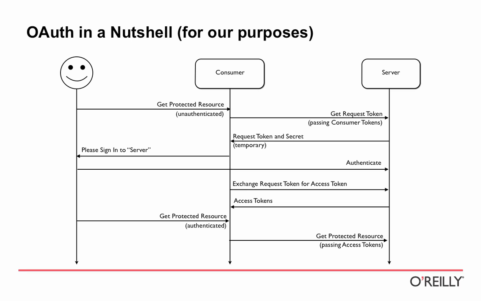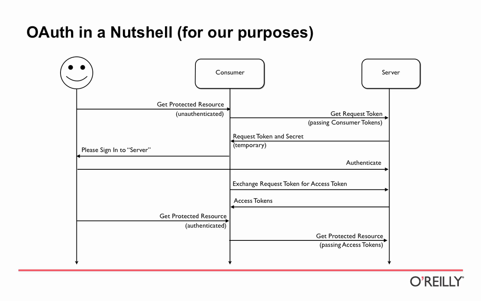diagram, where the arrow going down is over time. These are conversations that are happening between these different actors over time. The user's on the left, the consumer's in the middle, and the server's on the right. So the first thing the user says in this conversation that OAuth lays out is to the consumer application, the third-party application like OTweet, hey, I'd like to load this resource from the server that happens to be protected. And at this point in the game, the user is unauthenticated. They haven't signed in. They haven't logged in at all.